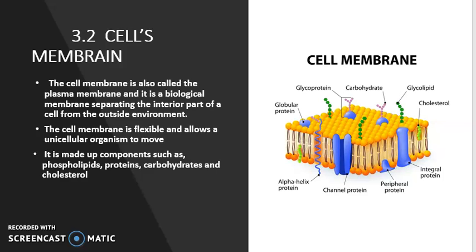I'll be presenting on chapter 3.2, which is the cell membrane. The cell membrane is also called the plasma membrane, and it is a biological membrane separating the interior part of the cell from the outside environment. The cell membrane is flexible and allows a unicellular organism to move. It is made up of components such as the phospholipid, the protein, carbohydrate, and cholesterol.